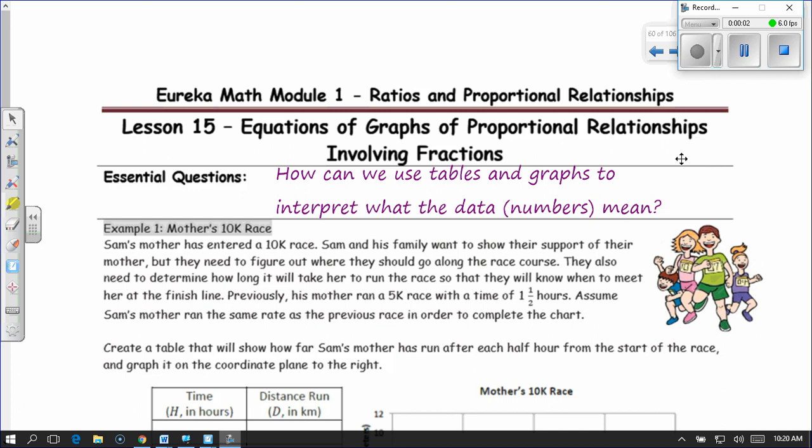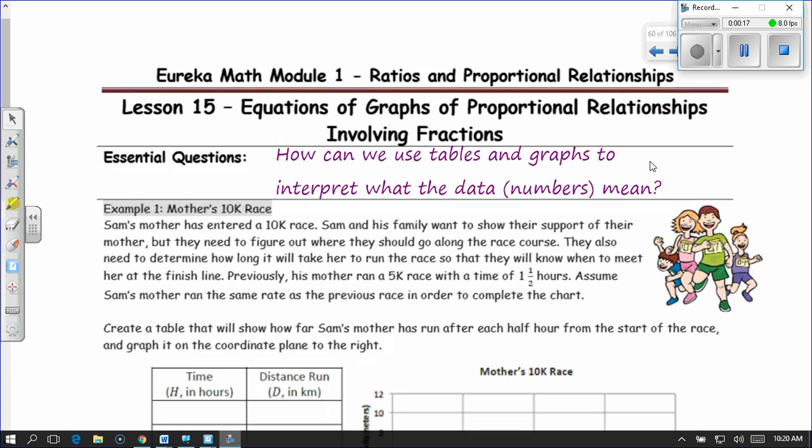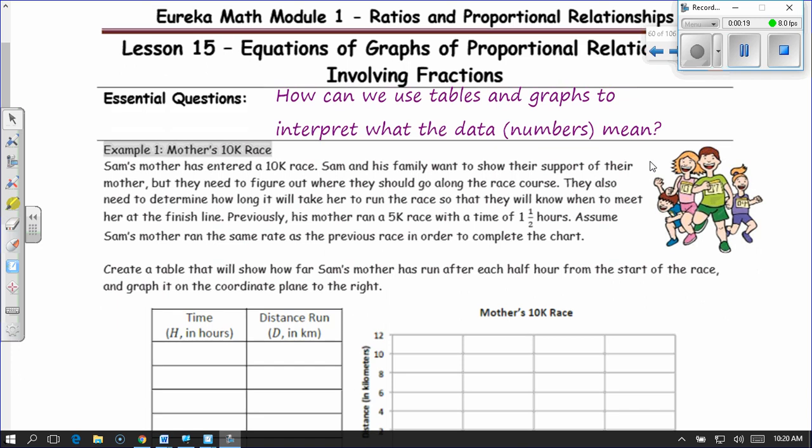Hi everyone, this is Mrs. Kmack, and today we are doing Lesson 15, Equations of Graphs of Proportional Relationships Involving Fractions. Your essential question is, how can we use tables and graphs to interpret what the data or the numbers mean? So what do the numbers mean on a graph or table?